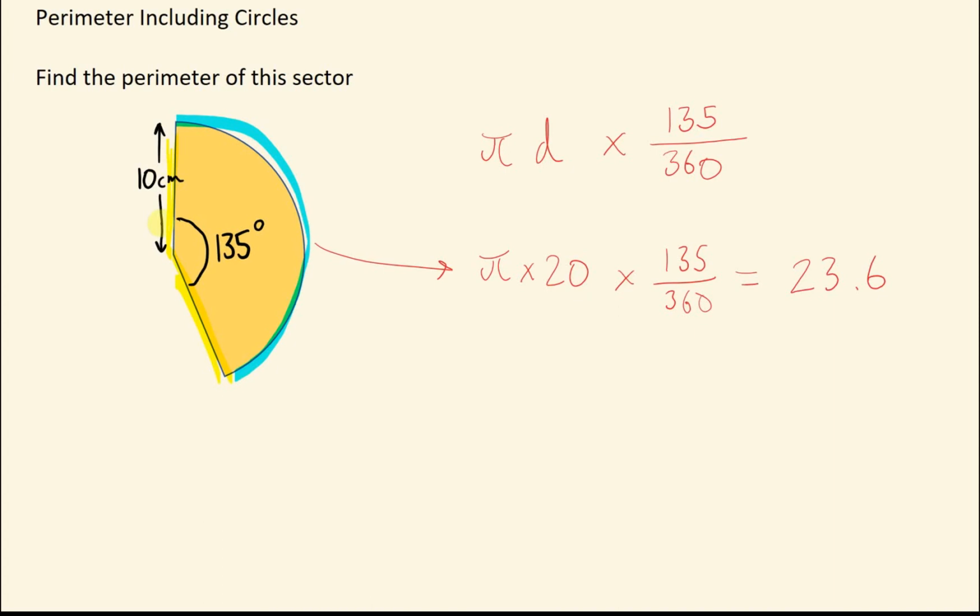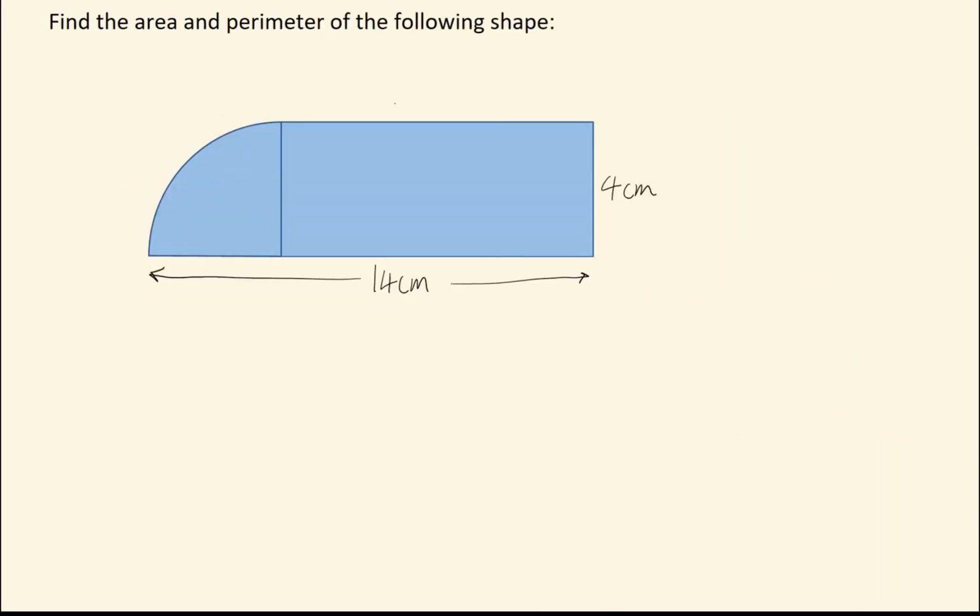Then I have to add on the two tens for this length and this length. So therefore the total perimeter is going to be 43.6. Okay, on to more exam style questions.